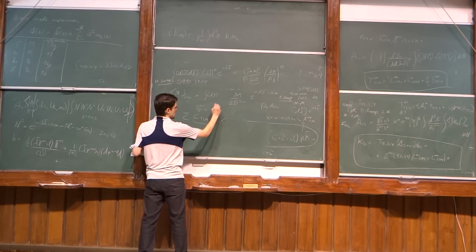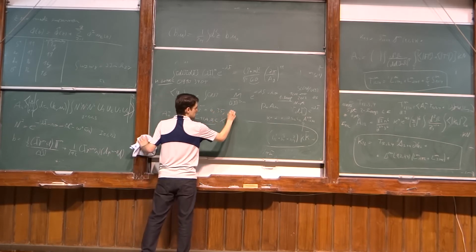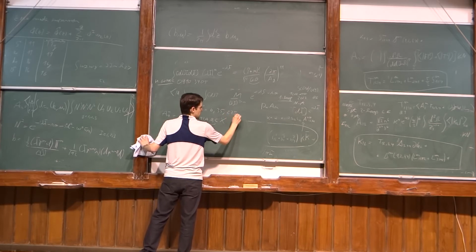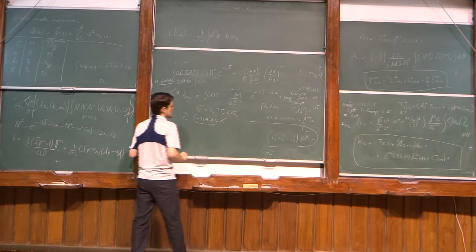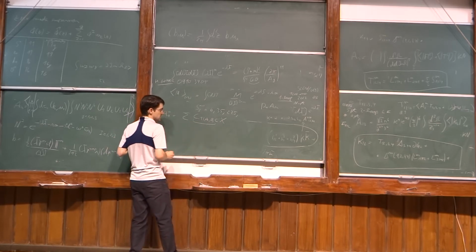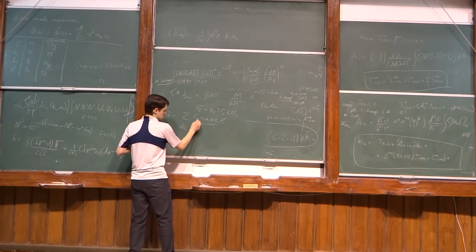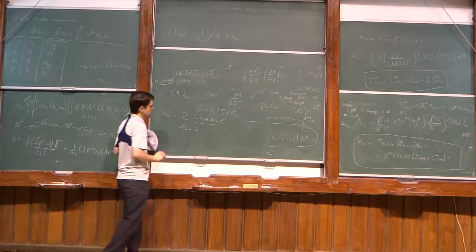So it's 6 for 5 points, 35 for 6 points, 225 for 7 points, and so these numbers count the independent BRST invariants. And by BRST invariants, I mean QC equals 0.